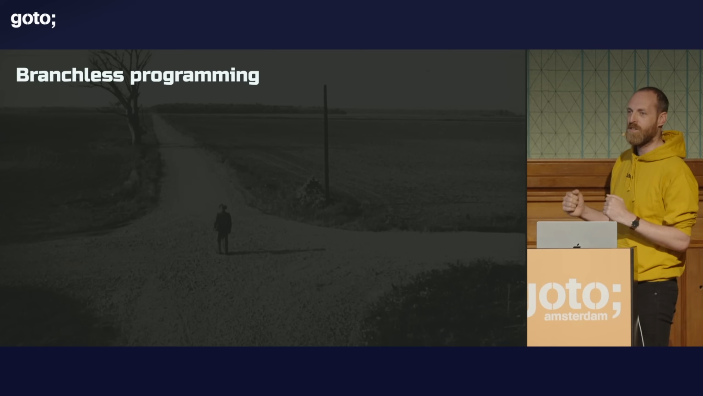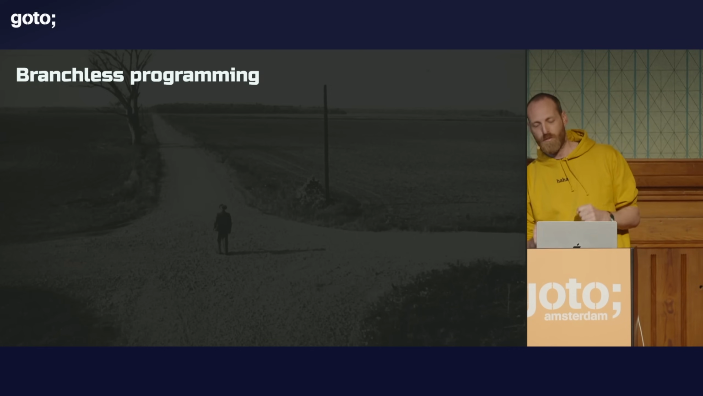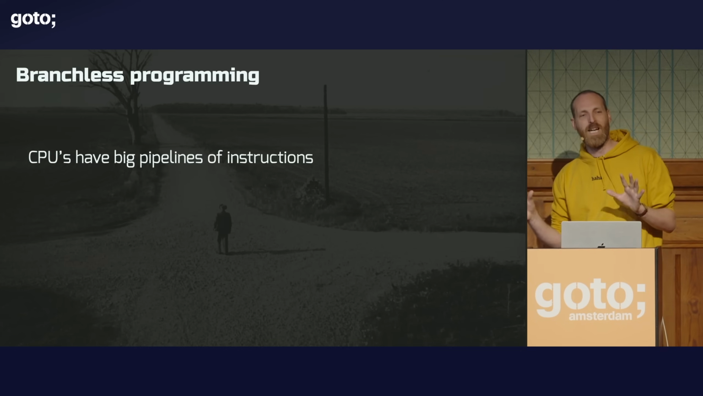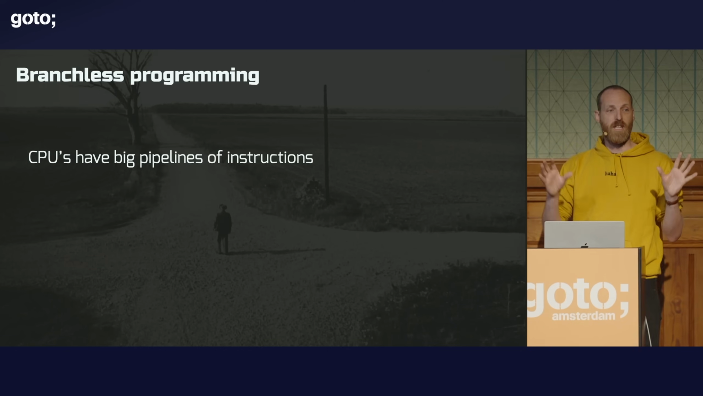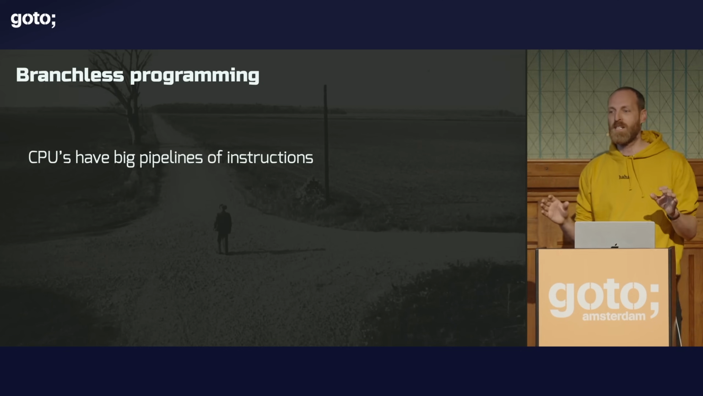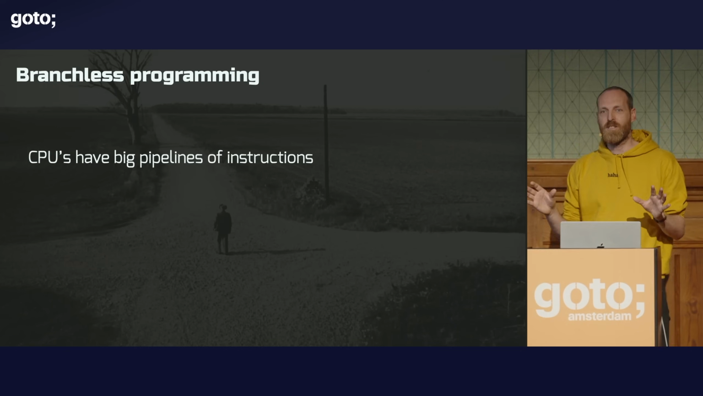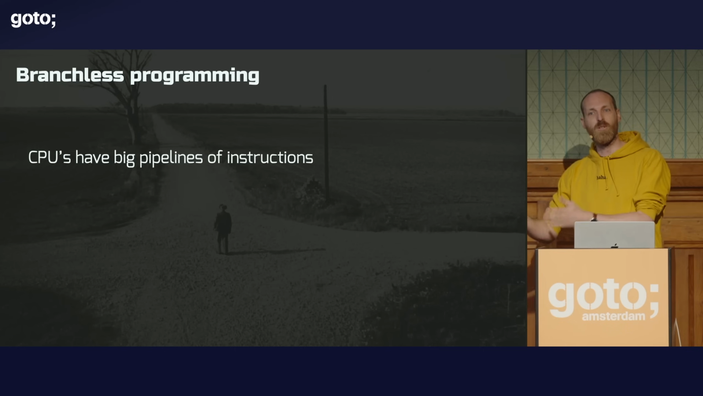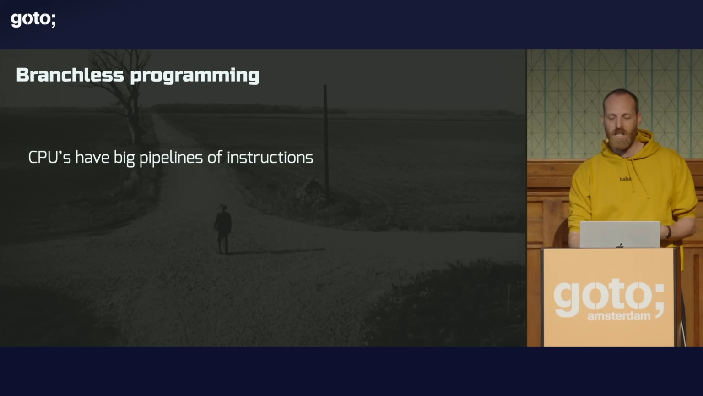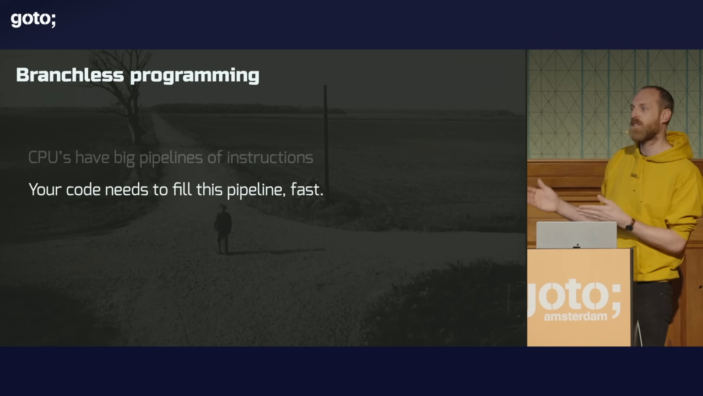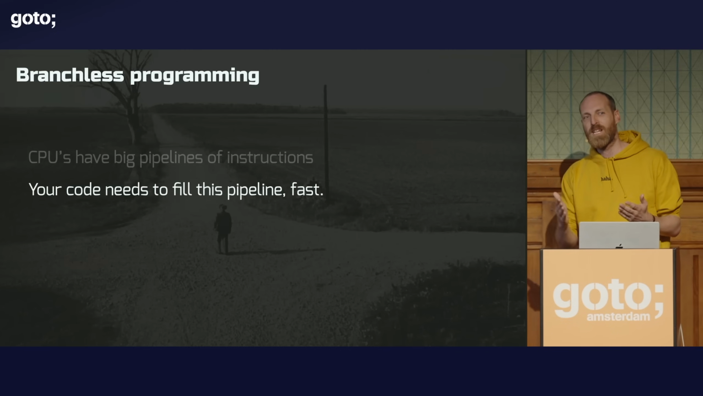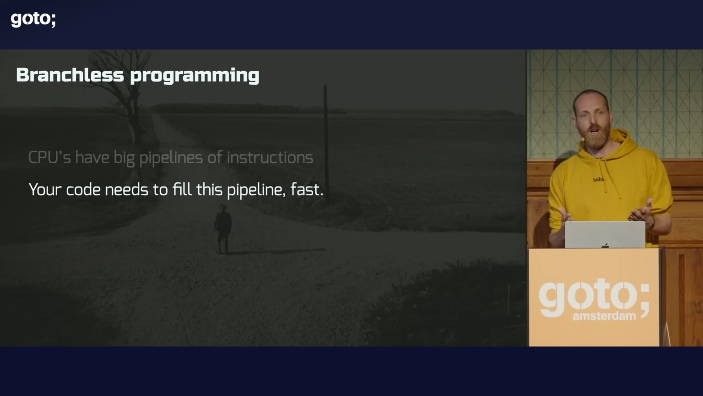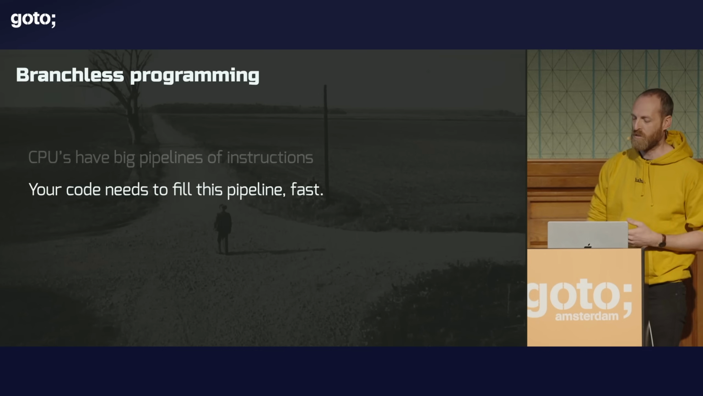Another key thing that you need to be familiar with is branchless programming. So CPUs have big pipelines of instructions. They are very good in following these instructions, and that's almost never the problem if you want to have a fast program. It's almost never executing the instructions. It's filling this pipeline with the correct instructions and being able to predict which instructions will come next. So it's your code's job to fill this pipeline as fast as possible.